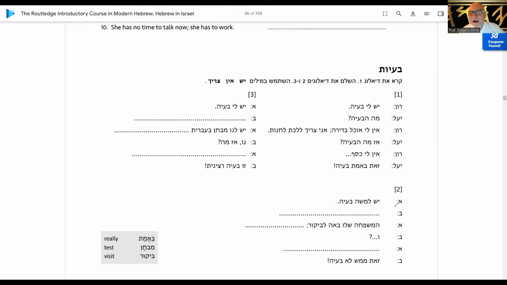Okay, so now that was the example one. So basically they want us to, before we do that, let's take a look at this here. Emet, literally that says in truth. How about this one? Mivchan, a test. How about this? Bikur. Bikur is a visit.